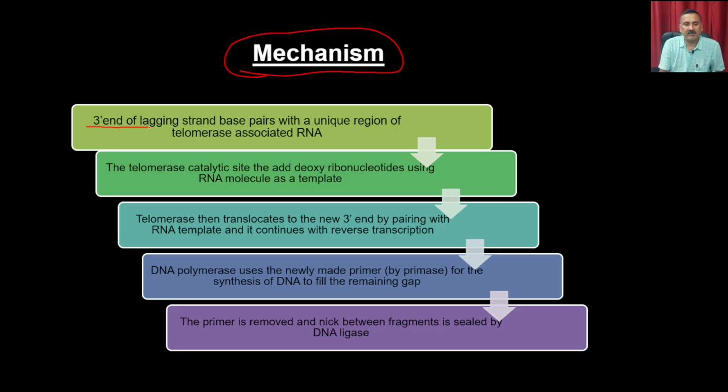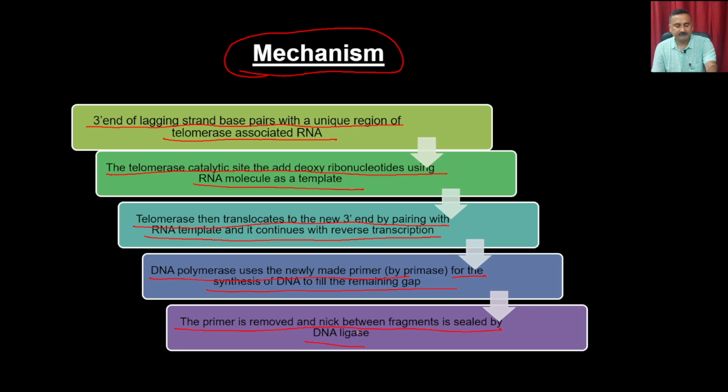The 3' end of the lagging strand base pairs with the unique region of the telomerase associated RNA. The telomerase catalytic site adds the deoxynucleotides using the RNA molecule as a template, and the telomerase then translocates to the new 3' end by pairing with the RNA template, and it continues with the reverse transcription. DNA polymerase uses the newly made primer for the synthesis of DNA to fill the remaining gap. The primer is removed, and the nick between the fragments is sealed by the DNA ligase.